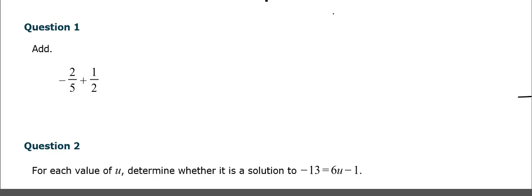Add negative 2/5 plus 1/2. So when you're adding fractions, remember you have to have a common denominator. So I'm going to line these up vertically. Now the common denominator of 5 and 2 is 10.